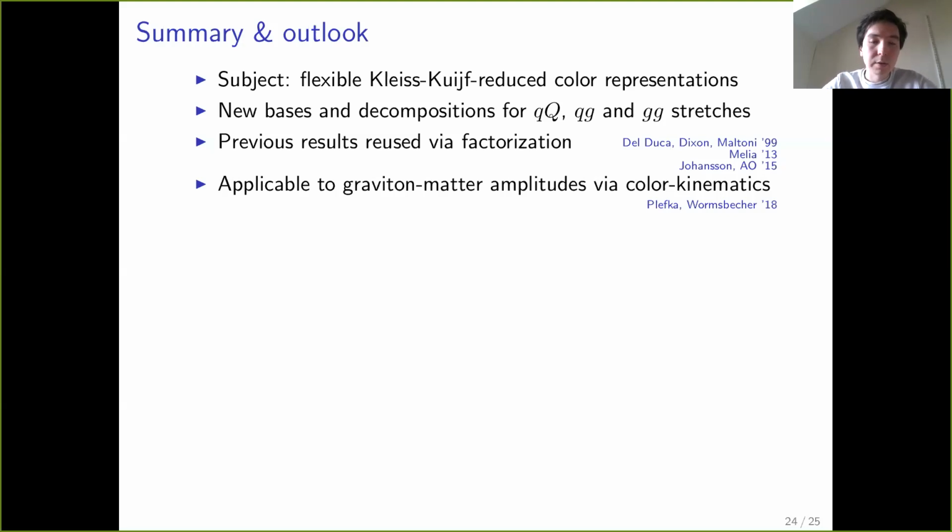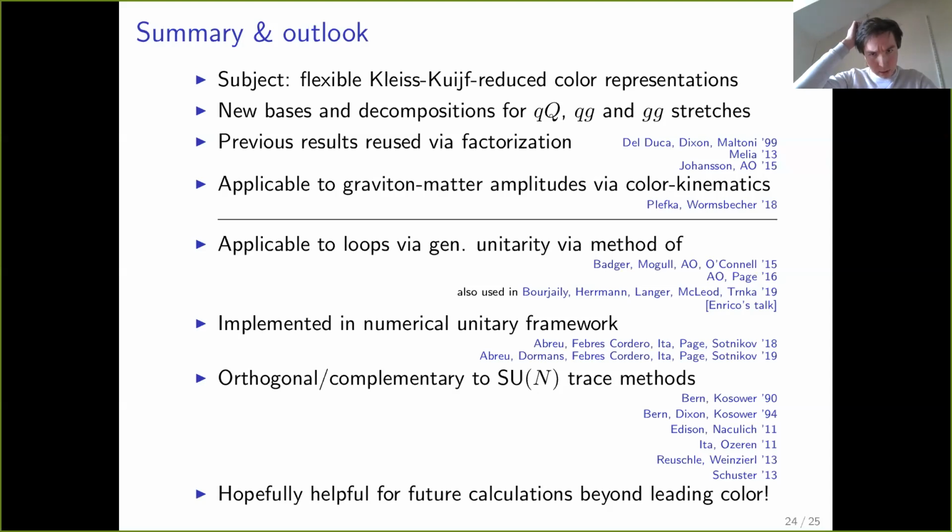We're reusing previously known results to our benefit, and of course, such decompositions can then, by color-kinematics duality, be used for gravity-matter amplitudes. I love this paper by Jan and Vadim. And at loop level, you can use it via the generalized unitarity method, and that's what Enrico pointed out in his talk on Monday. It's actually already implemented in the so-called Freiburg group numerical unitarity framework.